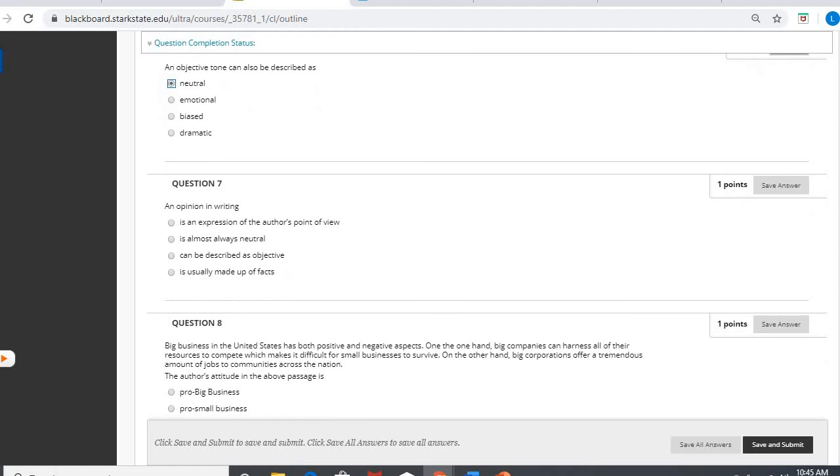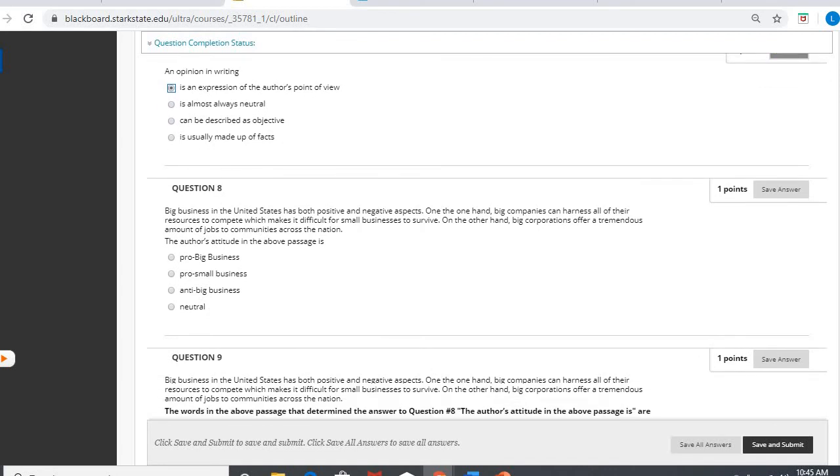Question 7, opinion. An opinion in writing is basically just their point of view, how someone feels. An opinion is not neutral. It's the opposite. It's not objective, and it's not facts. So the only thing that could be there is the expression of a point of view.